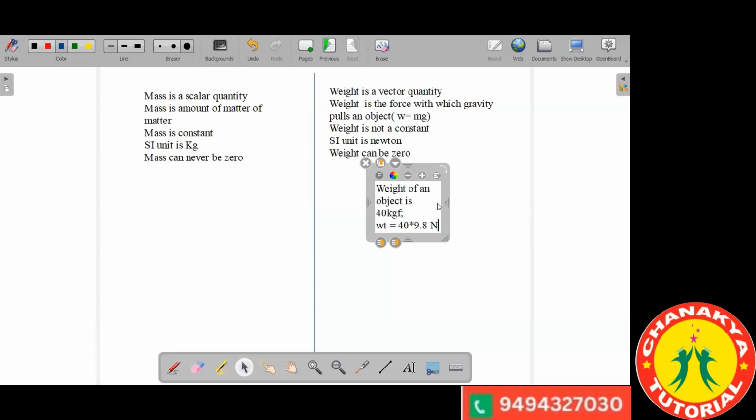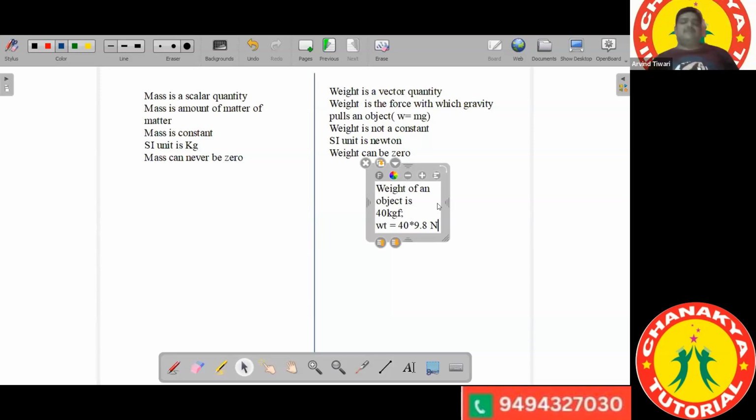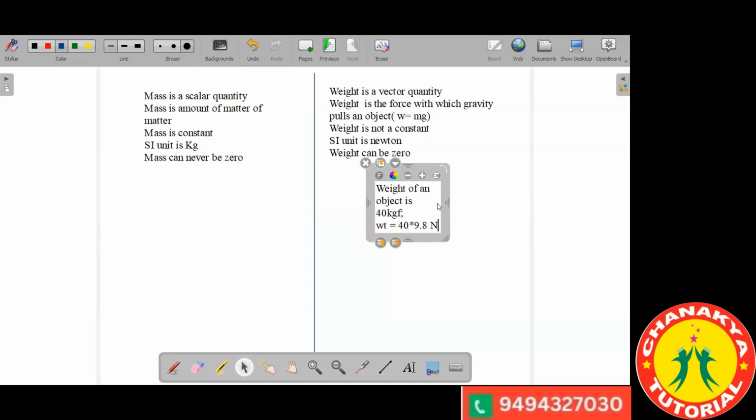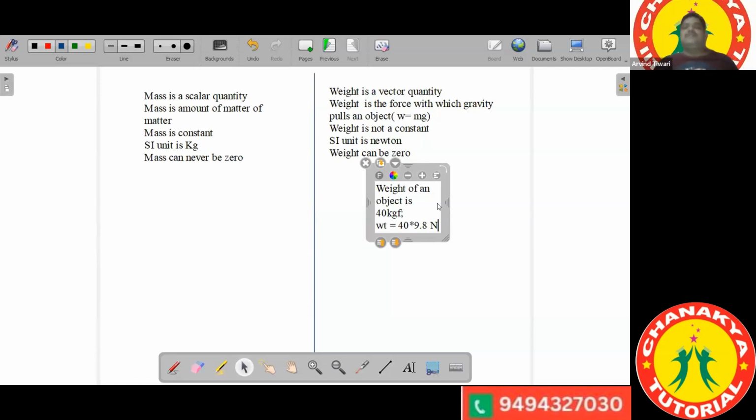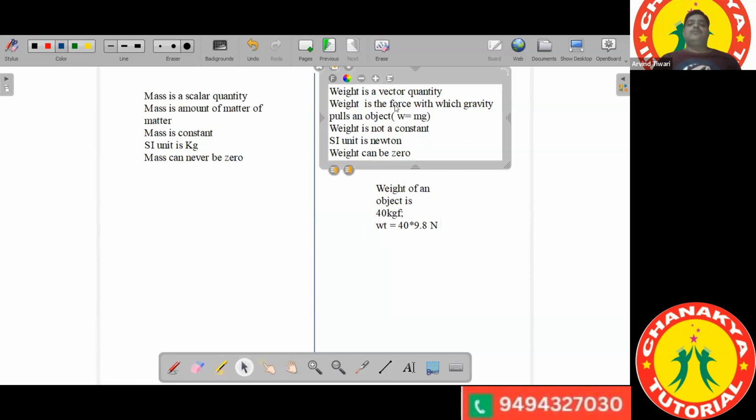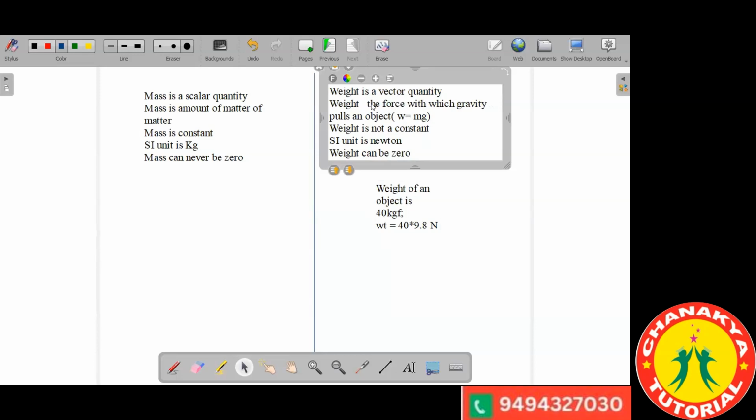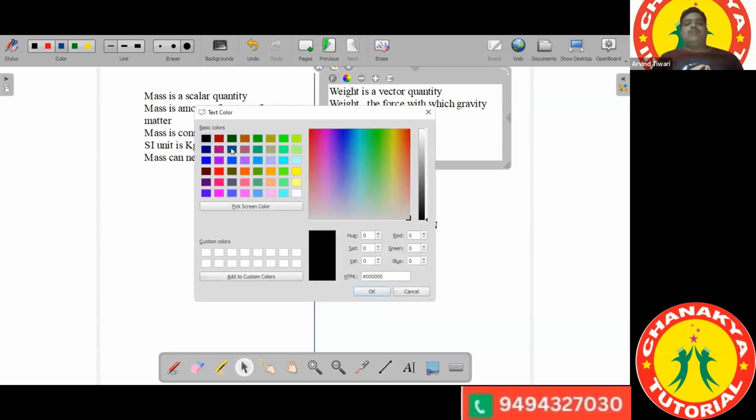Sir, but weight is equal to mg, while F is also M into A, right? So the formula is the same for both of them. Isn't weight supposed to be equal to force then? Yeah, that is what we are saying. That is the definition of force. So weight is the force. So then why are we multiplying it by 9.8? Because here the acceleration due to gravity is fixed.